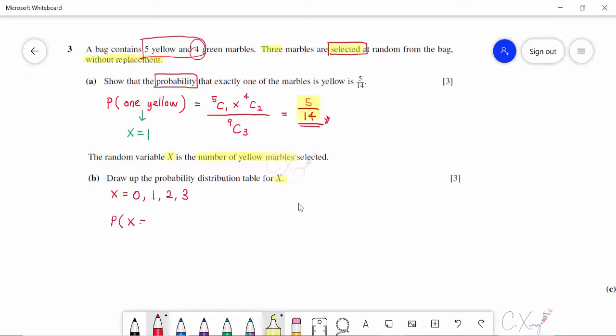So I will start with x equals 0. In part A, when we used this method to get x equals 1, it was proven that the answer I got is correct. Therefore, for part B, I will still use the same method to find all the remaining probabilities for x. So x equals 0 means no yellow marble. That means 5C0 multiplied by 4C3 divided by 9C3. So that's the value for x equals 0.